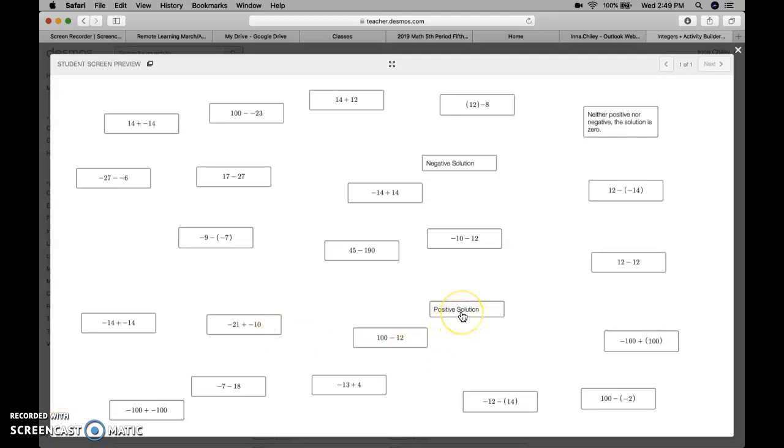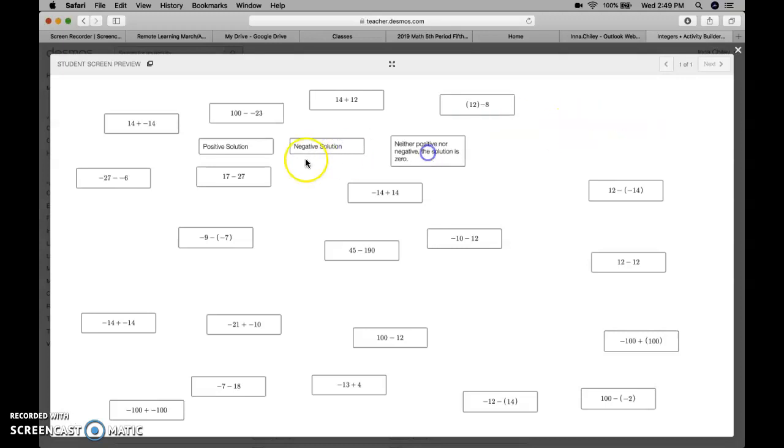So for today's activity, you want to sort all the cards into three categories. You want all the cards with positive solutions to be clipped with this card. All the cards with negative solutions get clipped with this card, and then all the ones that are 0, you clip with this last card.